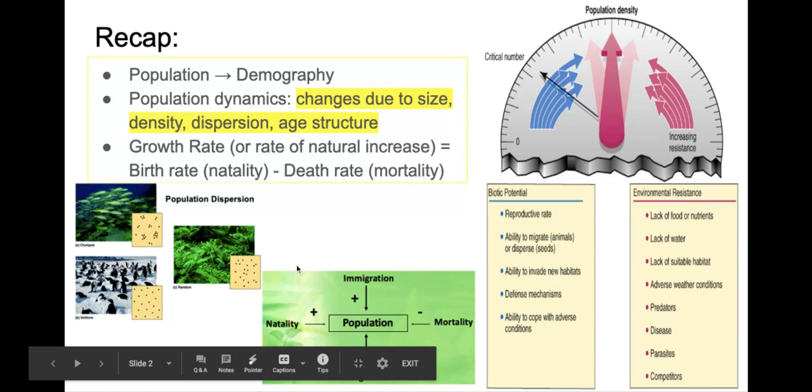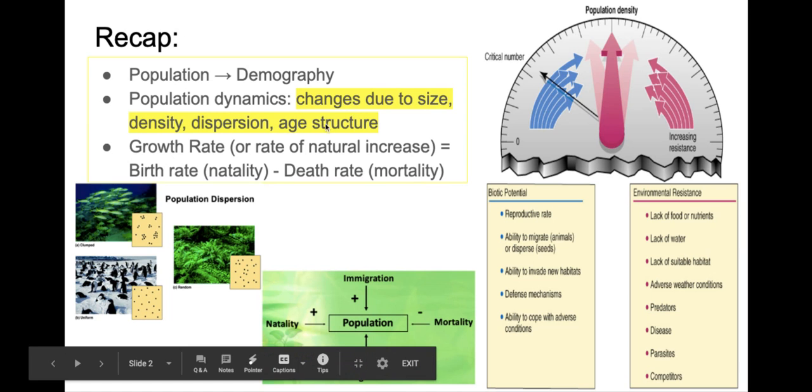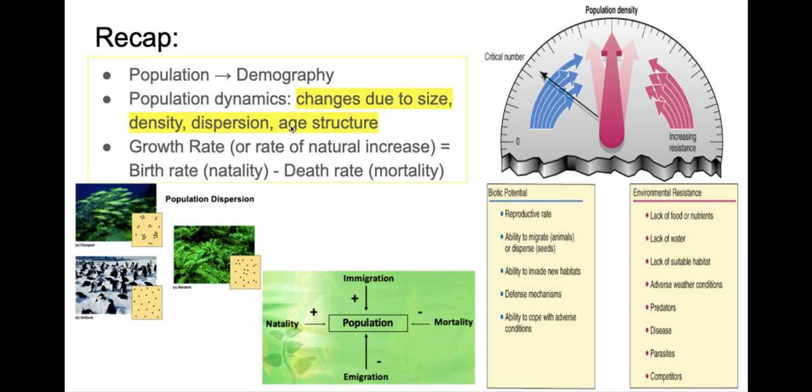Density, we already talked about density, how it is the number of individuals per unit area. The dispersion, we talked about three types of dispersion here. And then in 3.6, we're going to talk about age structure. So that's going to also be covered in this video. Just a little formula: the growth rate, or rate of natural increase, is going to be the birth rate minus the death rate. But usually there are other factors affecting that.